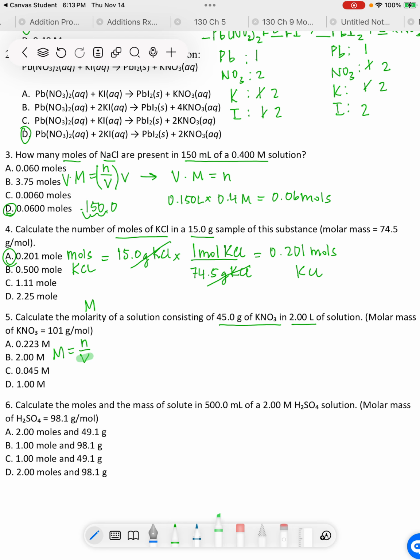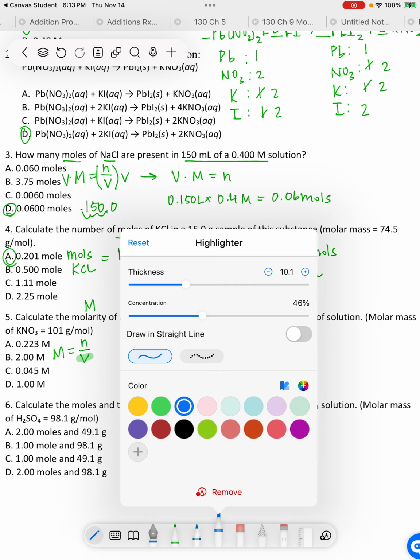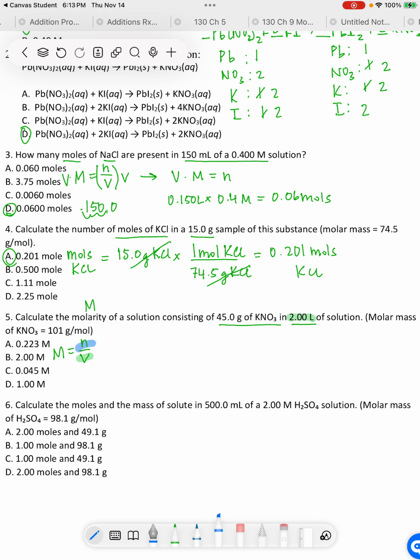We have volume right here. What we need is moles. How can we get moles from 45 grams? So that's what we're going to work on. We need moles of KNO3 so that we can find our molarity. We're given 45 grams KNO3.